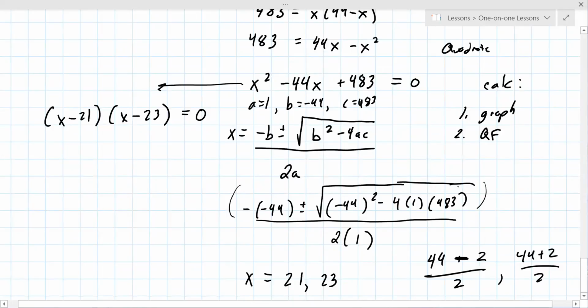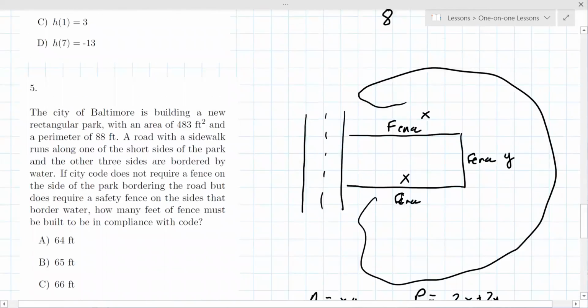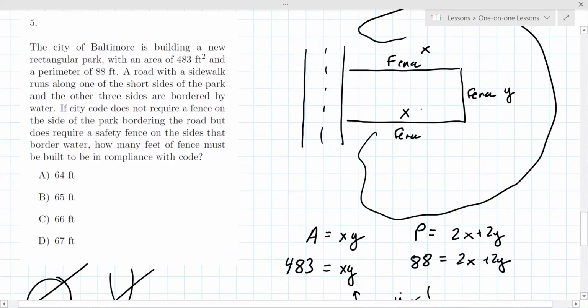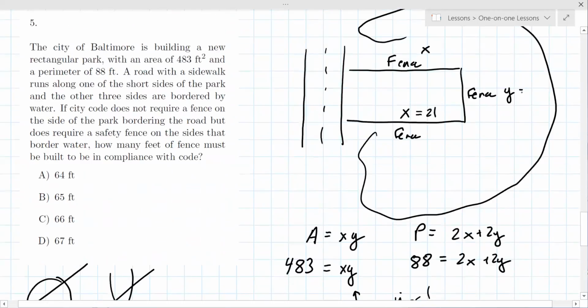Oh, maybe it's that, I don't know. Okay, it's fine. Well, we'll do this again. We'll do at least one more of these. So now you might say, well, how do I choose between those? Well, we said x is 21 or 23, so we can actually work it either way. So let's say x is 21. What do we know about y? We know that y is 44 minus x. So what is y?